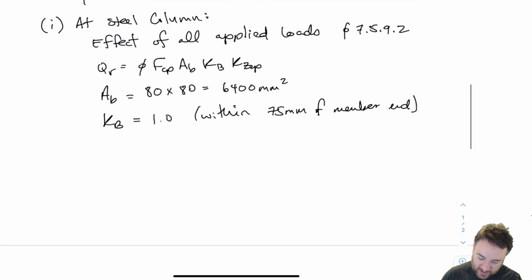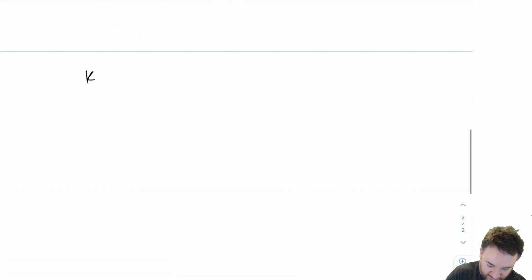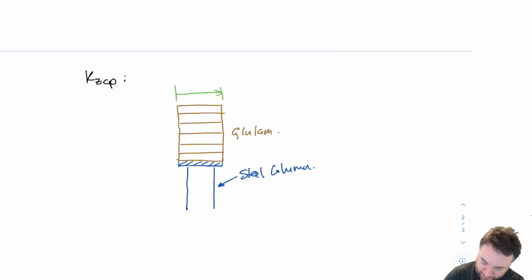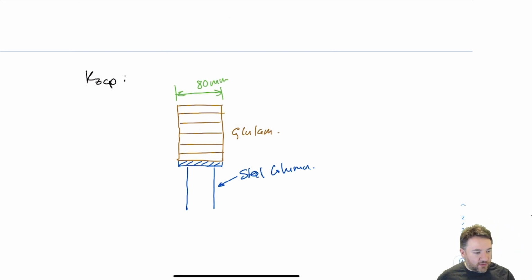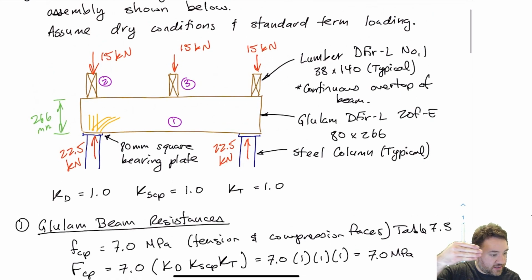Okay, then what about KZCP? I'm going to move down for this because I want to draw a picture. So just to remind you what this looks like, I'm showing a cross section now of the beam. So it's like I'm looking at the end of the beam from the left, for example. So here I'm looking at the left side of the beam, looking this way.